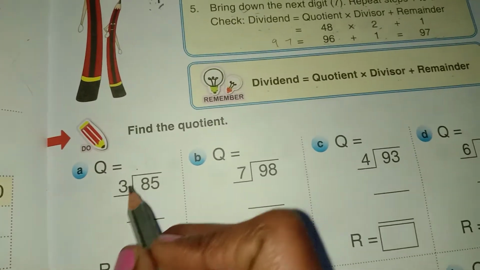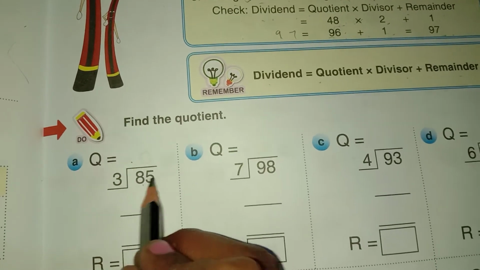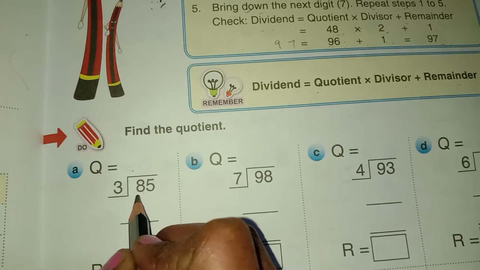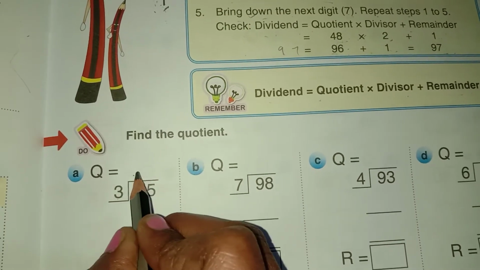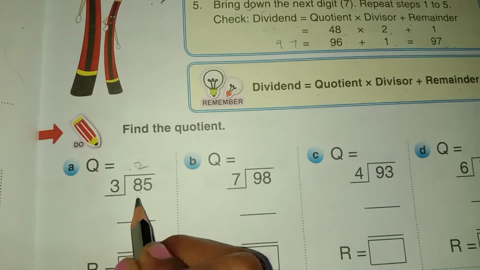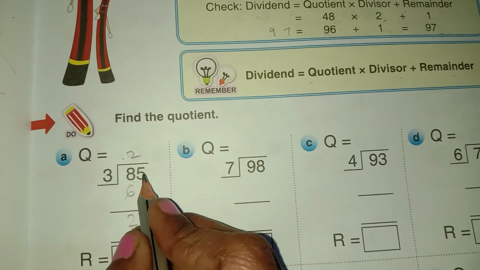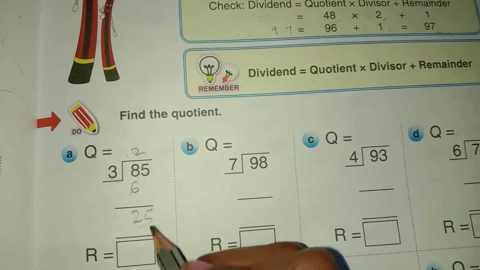Dear students, see one more example here. Dividend is 85 and divisor is 3. You have to take the nearest number or less than number to 8. 3 twos are 6. You take 8 minus 6 is 2. Bring down 5 below, it becomes 25.